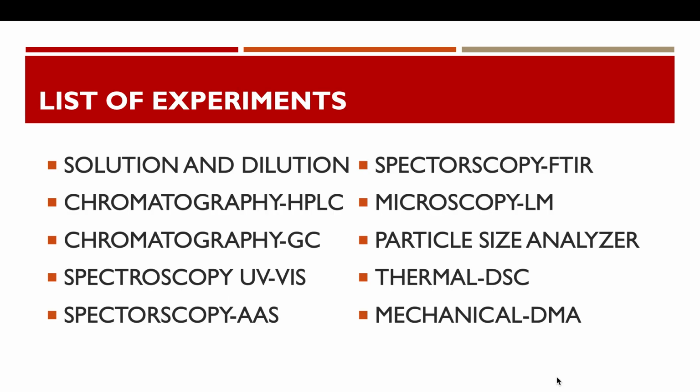Okay, these are the list of experiment for ECH 3903. The first one, which is on next week, will be solution and dilution. And we have chromatography HPLC, chromatography GC, spectroscopy UV spectroscopy AAS, spectroscopy FTIR, microscopy LM, light microscope, a particle size analyzer, thermal differential scanning calorimetry, and mechanical DMA. Okay, so basically you can see, right? We have two types of chromatography and we have three types of spectroscopy.